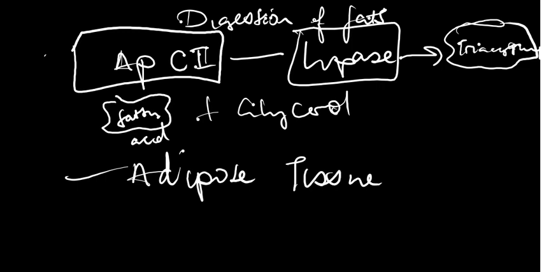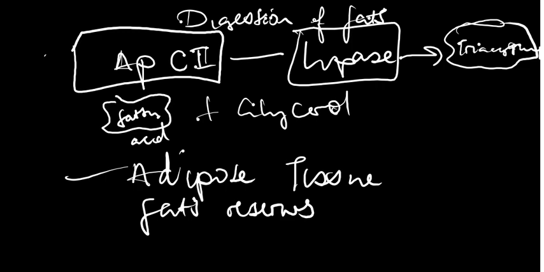So we have the adipose tissue. In the adipose tissue, it's stored as fat reserves. So these store fats. So in the fully fed state, the body is going to take up those fats and store them in the adipose tissue.